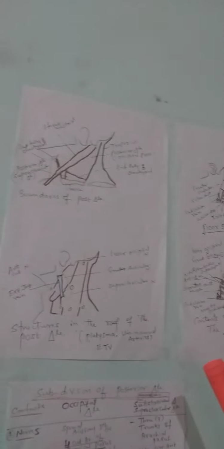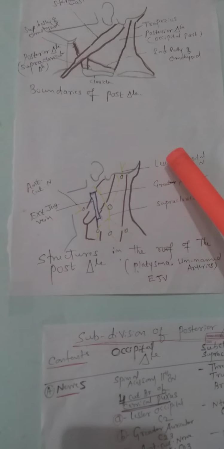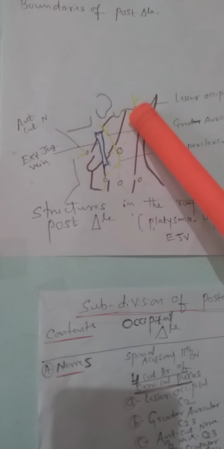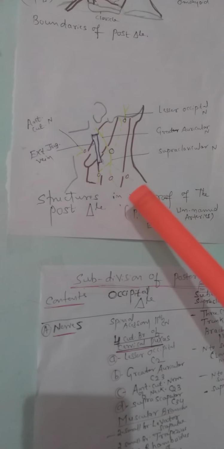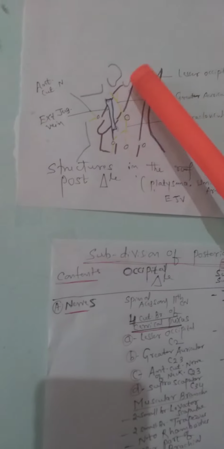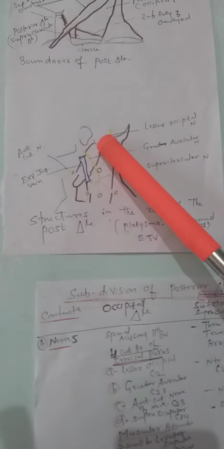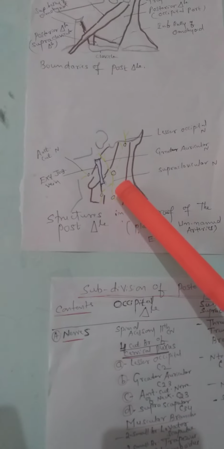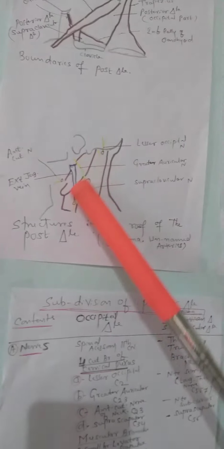Now we will see what are the structures in the roof. The roof is formed by the investing layer of the deep cervical fascia. Then there is the platysma, which is a subcutaneous muscle.